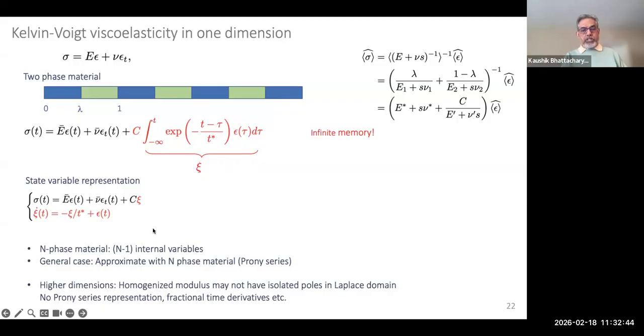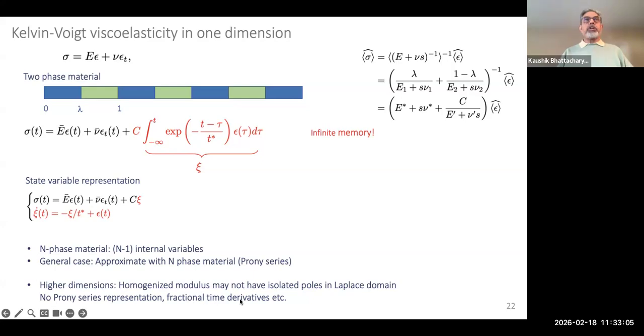So in n-phase materials, you have to have n-1 internal variables. If you have a general material, you can approximate it with an n-phase material. And in viscoelasticity, it's called the Prony series. That's a common approximation. Now, in higher dimensions, something interesting happens.